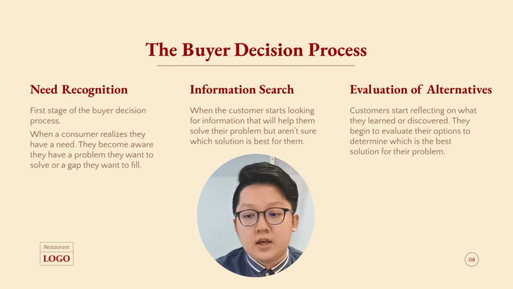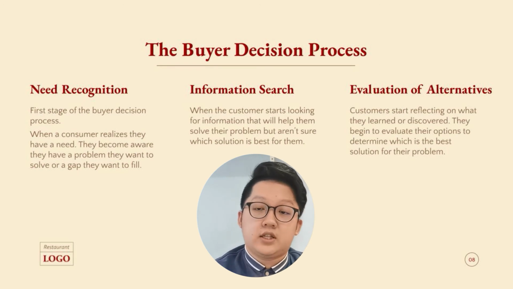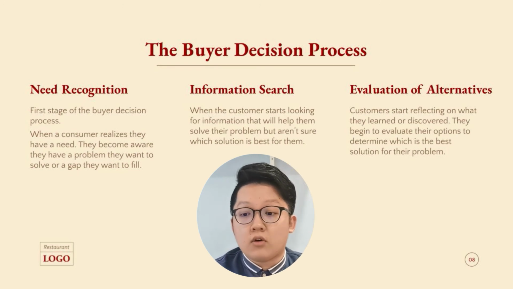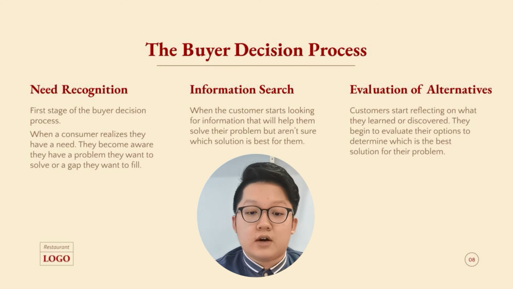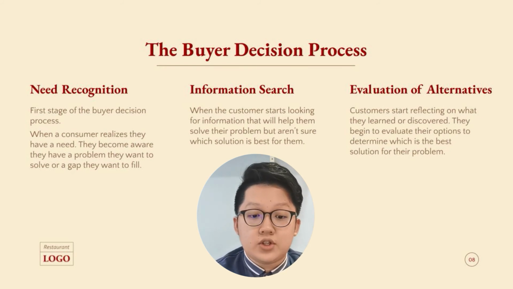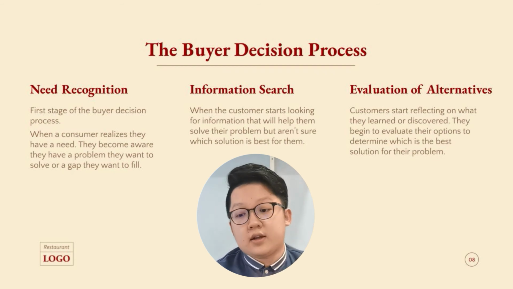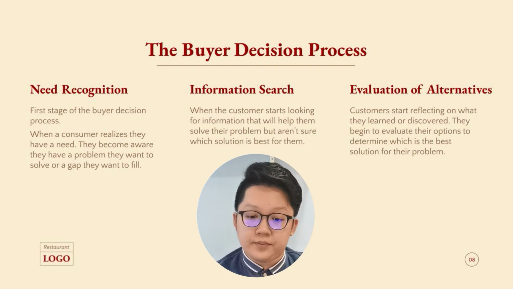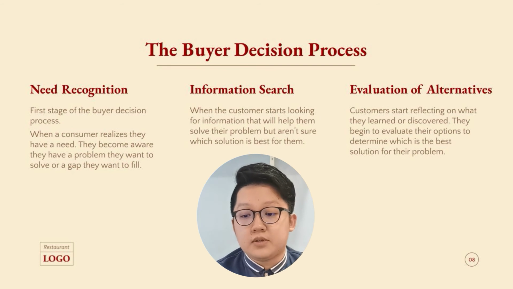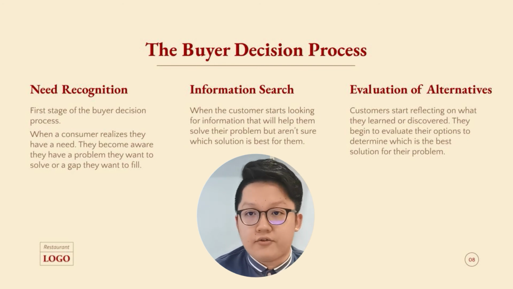And the third phase is the evaluation of alternatives, where the customer will start reflecting on what they learned or discovered. They begin to evaluate their options to determine which is the best solution for their problem. They must determine what solution is the most attractive, affordable, highest quality and the highest performing. So for example, in this phase, Jason might be making a comparison list of multiple computers. The list may include price, features, and reviews.